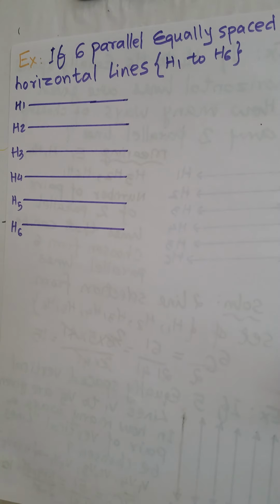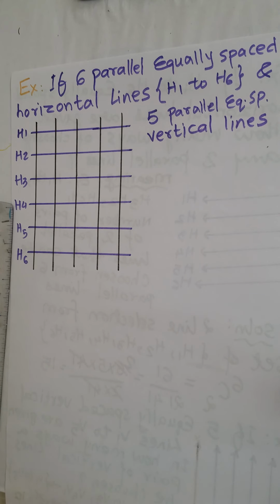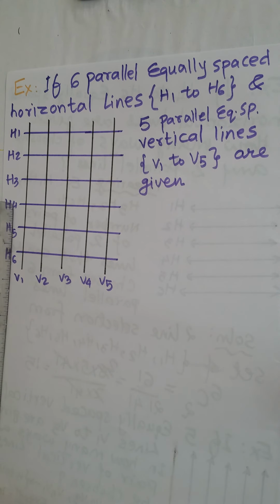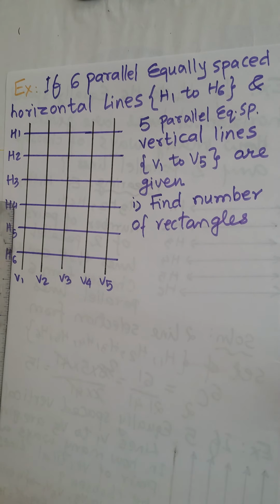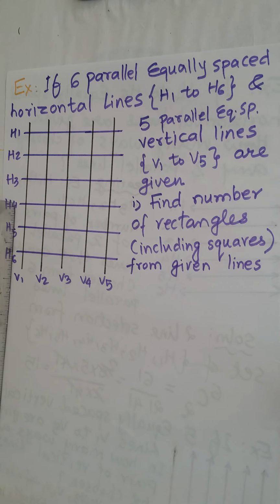Now let's take an example which is a mixture of the previous two examples. If 6 parallel equally spaced horizontal lines h1 to h6 and 5 parallel equally spaced vertical lines v1 to v5 are given, now we have to find the number of rectangles including squares from the given set of horizontal and vertical lines.